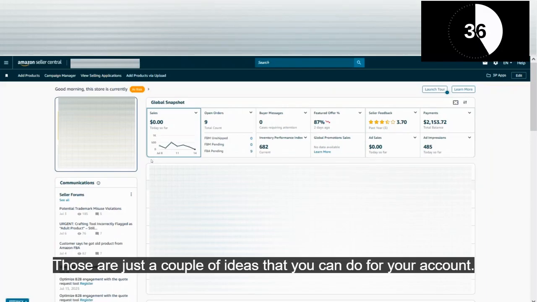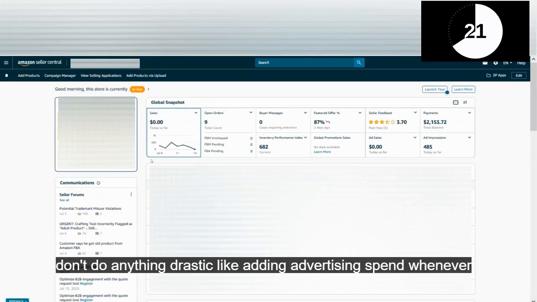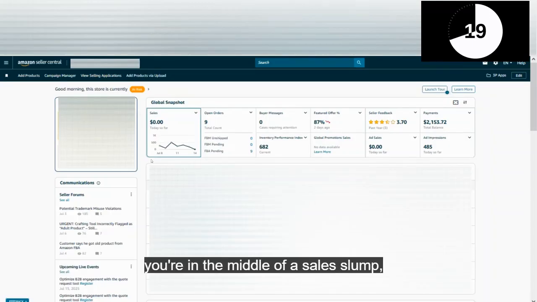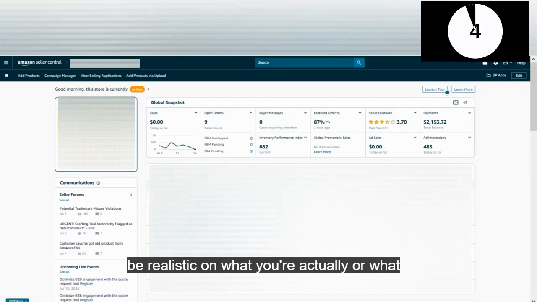Those are just a couple of ideas that you can do for your account. You could also add, subtract items. I mean, you can do so many things. It's a very artistic process, but the point is, don't do anything drastic like adding advertising spend whenever you're in the middle of a sales slump, slow season. All you need to do is change things around until you get the perfect mix for you during that slow season. Not in general, during that slow season. Be realistic on what your Seller Central account is actually capable of.